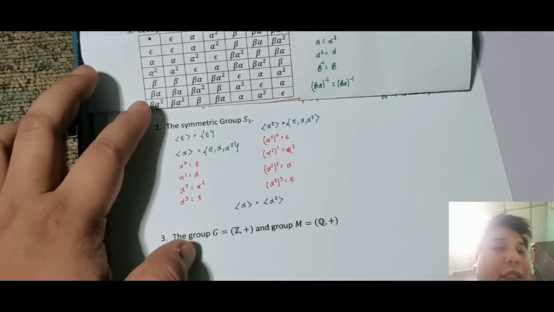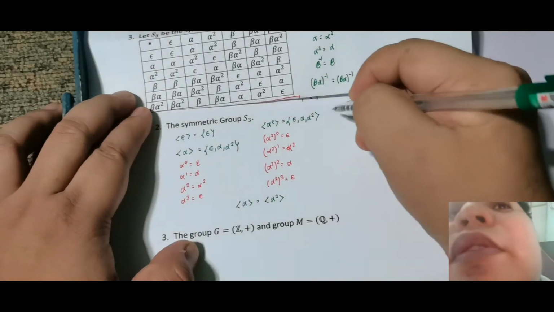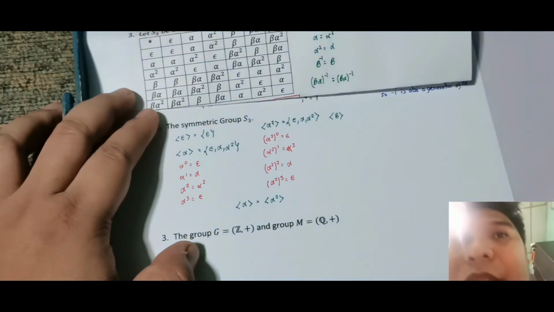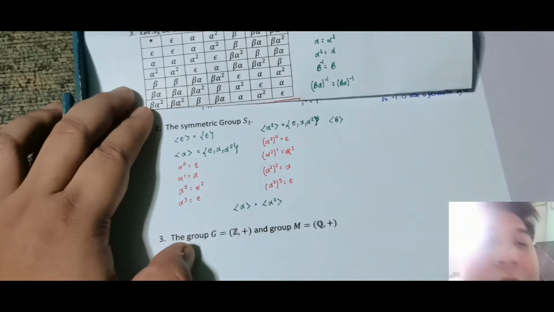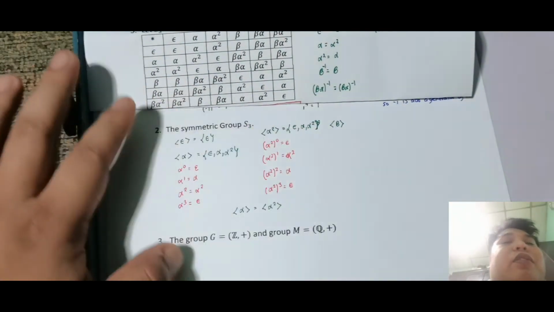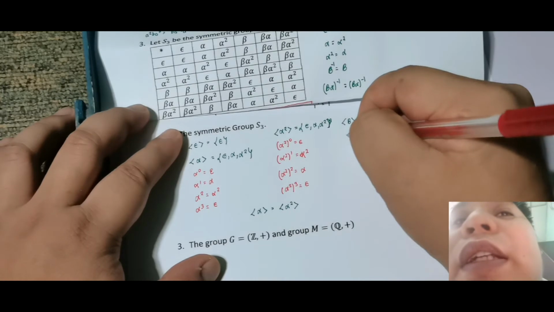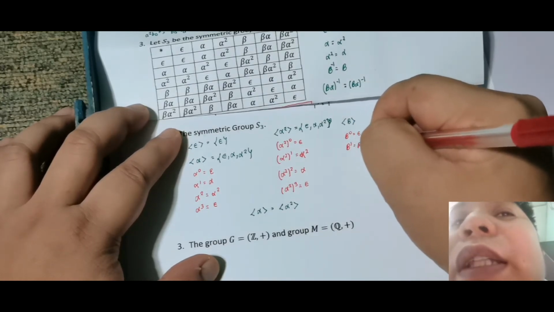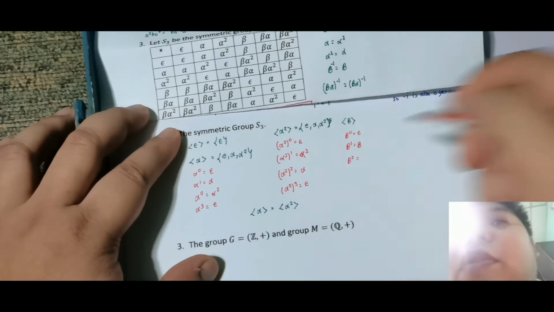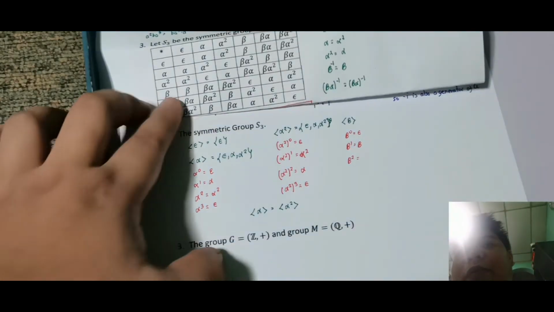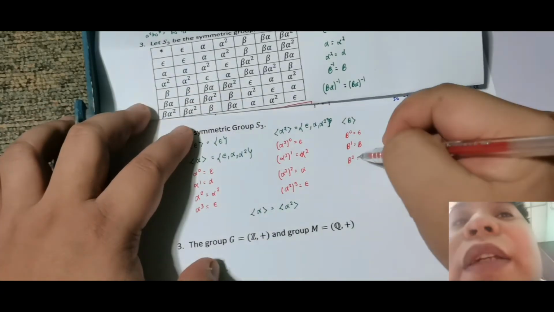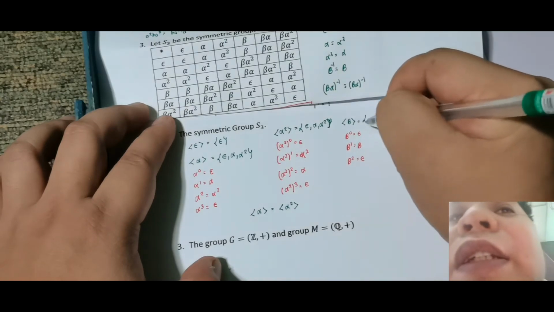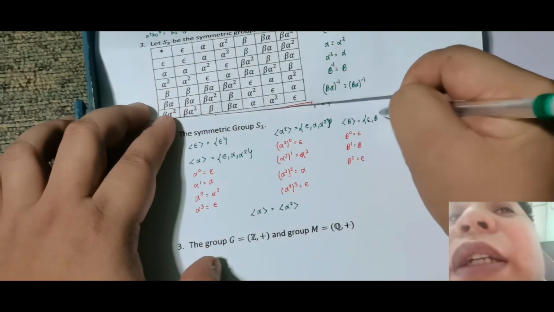Okay, next is beta. So check natin si beta, no? Ano ba yung laman nito ni beta? Beta raised to 0 is epsilon, beta raised to 1 is beta, beta raised to 2, so beta times beta, obviously that is epsilon. So tigil na. So meaning dalawa lang yung laman nito. So ang laman lang nito is just si epsilon and si beta.